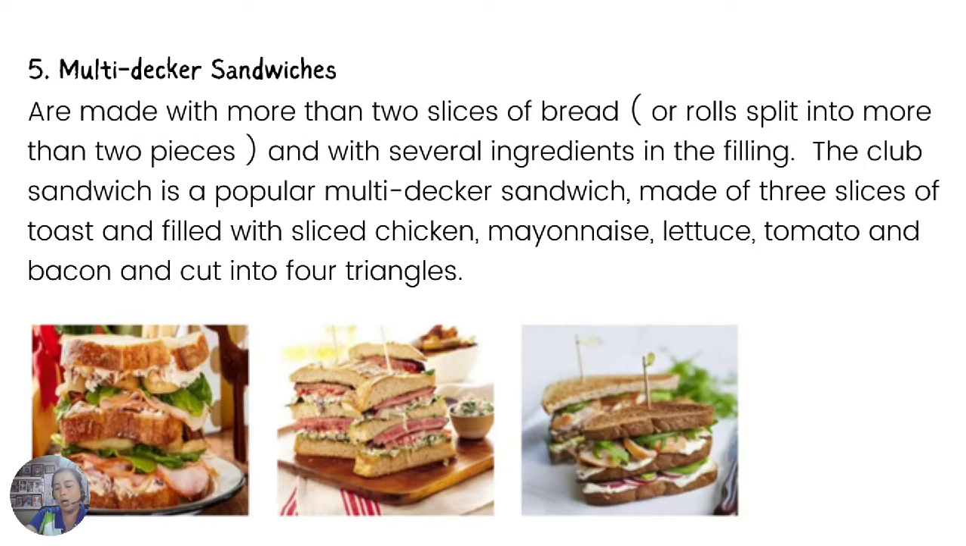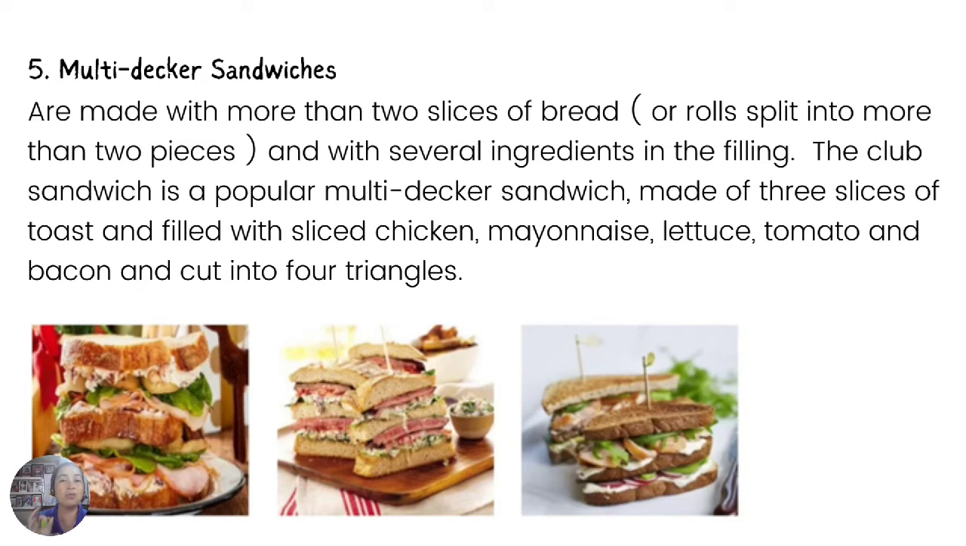The next type of cold sandwiches is the multi-decker sandwiches. From the word multi, ito yung patong-patong, no, madami. These are made with more than 2 slices of bread or roll split into more than 2 pieces, and with, of course, several ingredients in the filling. So the club sandwich, yung famous na club sandwich na kinakain natin, is a popular example of a multi-decker sandwich. No, pag sinabi natin club sandwich, multi-decker yan.